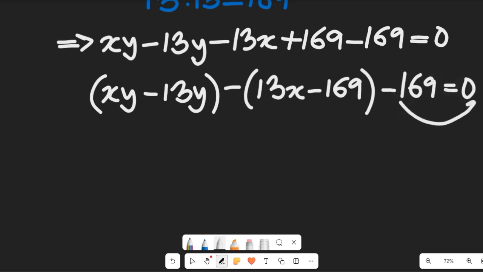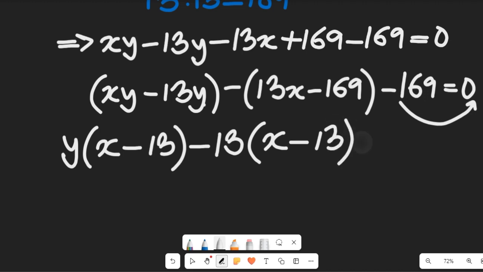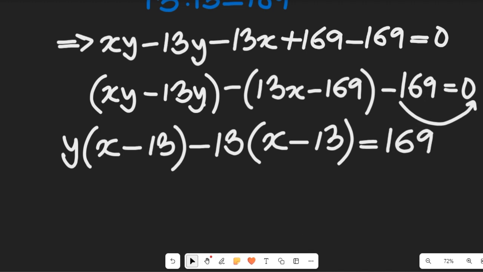So I can take this over here because it's not necessary. Look at this, they have a common term. I'll bring out y, right? And xy divided by y will give me x, minus 13y divided by y will give me 13, right? If I now check this, I'll see that they have one common term, and that is 13. So if I factor out 13, 13x divided by 13 will give me x, minus 169 divided by 13 will give me 13, right? And if I take this over to the other side, it will give me 169. So I factored out that expression.